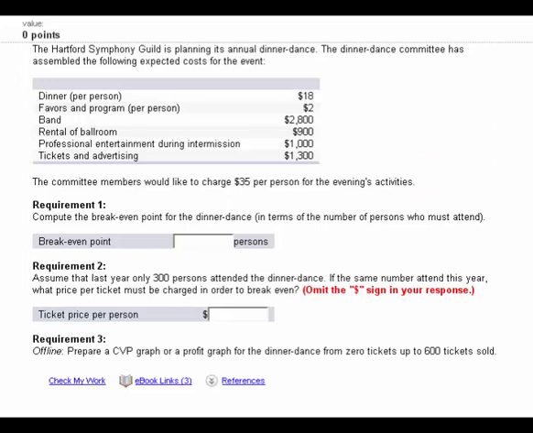Okay, now the committee would like to charge $35 per person for the evening's activities. Requirement 1 says, compute the break-even point for the dinner dance in terms of the number of persons who must attend.